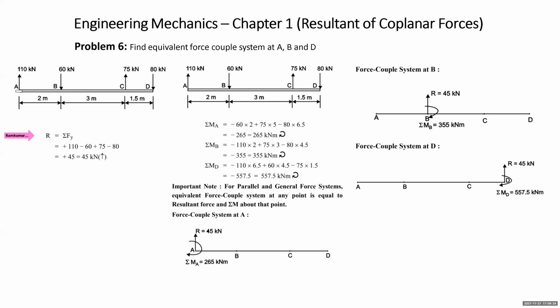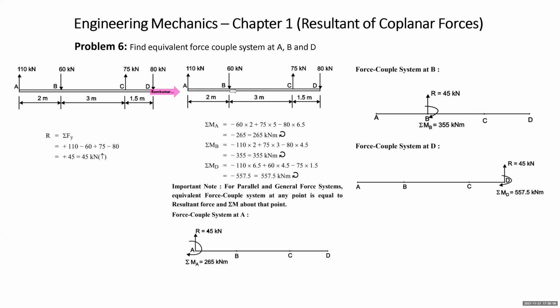Now if you want the force couple system at A, you have to calculate sigma MA. For the force couple system at B, calculate sigma MB, and at D, sigma MD. Since I need all three, I calculated all three together first, and then I will explain and represent them with the help of a diagram. Now, sigma MA: the moment center is A. Assume an axis passing through the moment center A. Moment of 110 is 0. 60 will try to rotate the rod about an axis through A clockwise, 60 into 2 clockwise. 75 will try to rotate anti-clockwise, 75 into 5 anti-clockwise plus. 80 into 6.5 clockwise minus. I get minus 265, so that means clockwise.